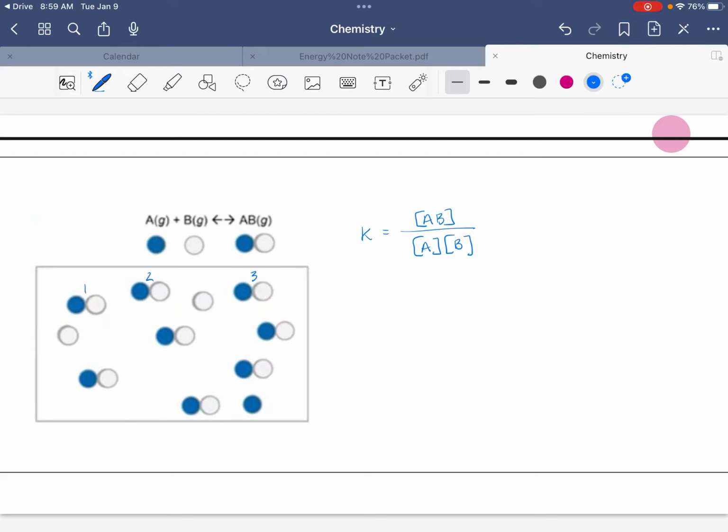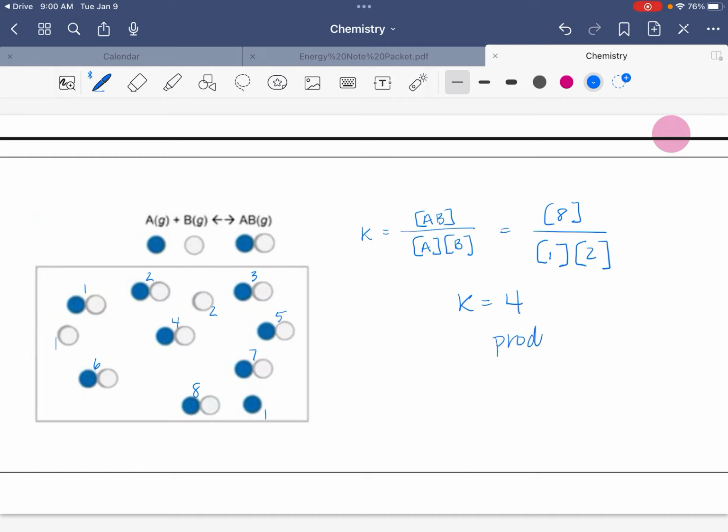I have 1, 2, 3, 4, 5, 6, 7, and 8. So I have 8 moles or 8 concentration of that particular gas. So I'm going to have 8. For my A, it's just the blue dot. I only have 1. And then for my B, it's the gray dot. I have 2. So my k value is going to be 4.